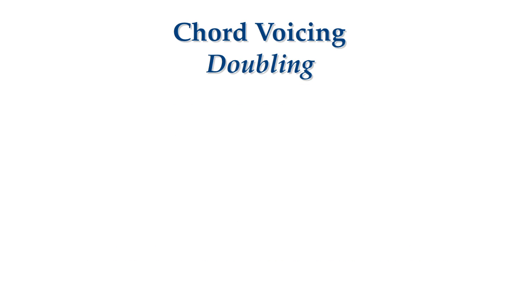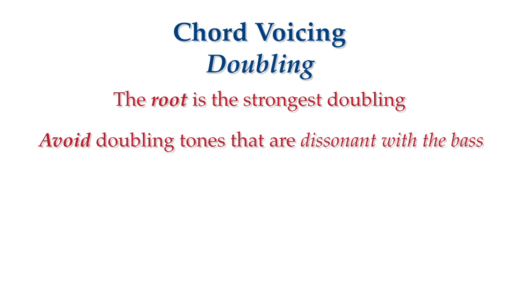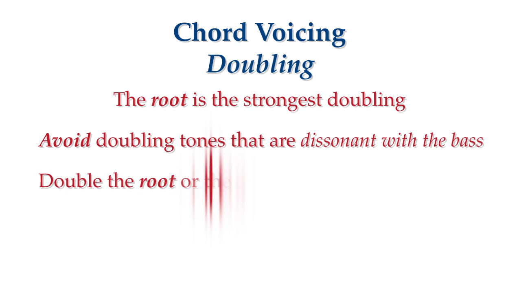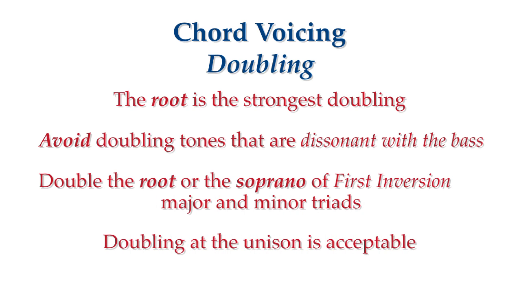Flexible doubling constraints include: the strongest note to double is the root. Avoid doubling tones that are dissonant with the bass: seconds, fourths, and sevenths. Some theorists teach that the soprano is the preferred note to double in a first inversion major or minor triad. Other theorists prefer to double the root. Doubling at the unison is acceptable, but I try to avoid it when possible.